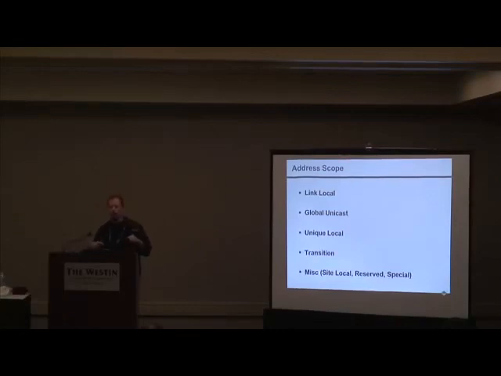Link local is essentially your local or broadcast domain. Global unicast, which is public address space. Unique local, which is more or less analogous to RFC 1918. And we have various transitional styles of addresses that are used as we move from a primarily v4 network to a primarily v6 network. We also have various other miscellaneous things, site local, which has been deprecated. There are certain reserved types of addresses, just like there are certain reserved well-known ports.